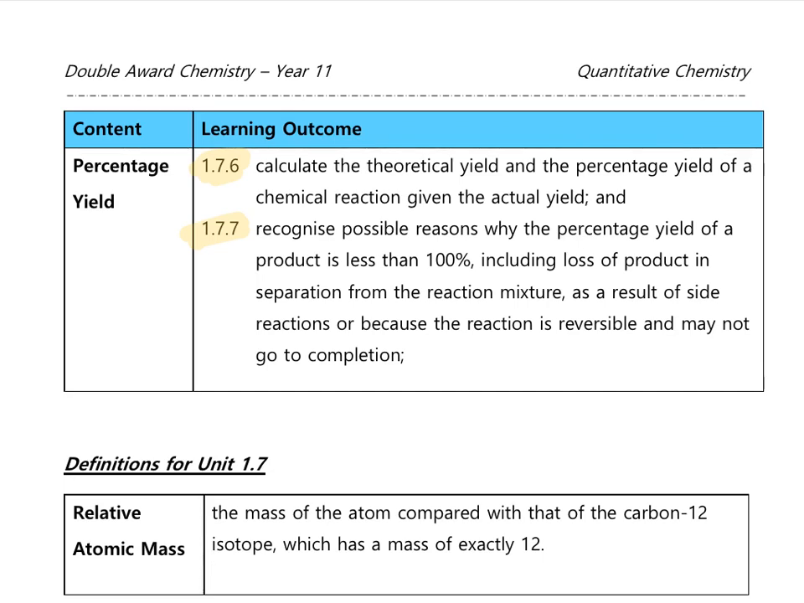It's looking at what might stop a reaction from going to completion and us getting 100% yield in terms of the amount of product that we form. And actually calculating, well, what is the percentage yield? What percentage of product did I get compared to what I might have expected? So we're going to be starting on page 26.